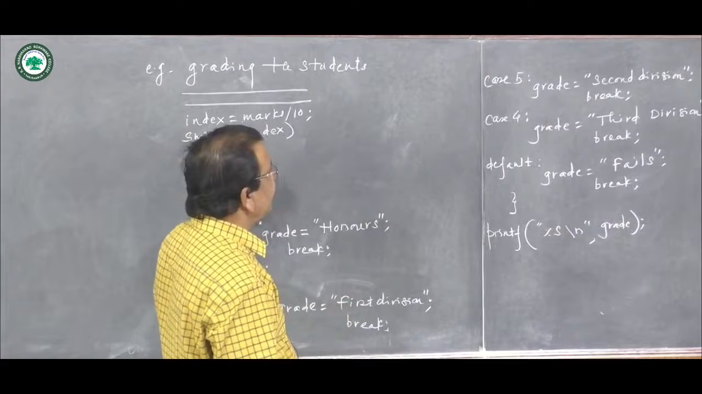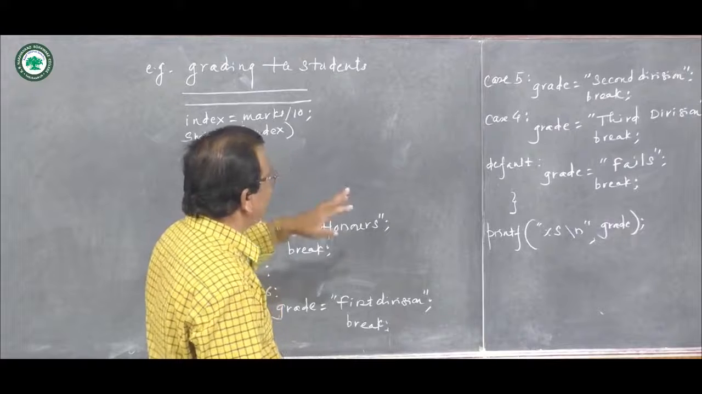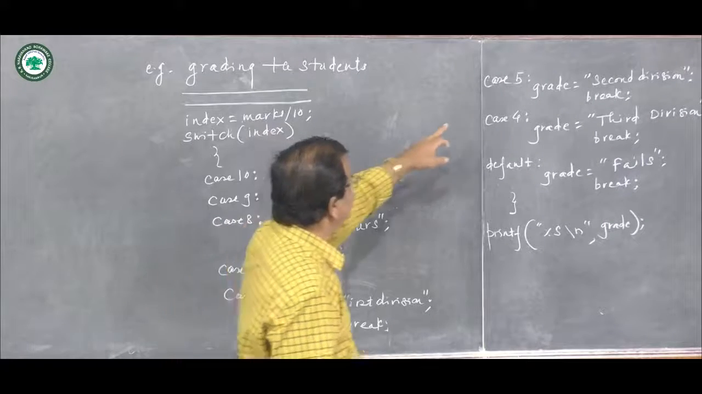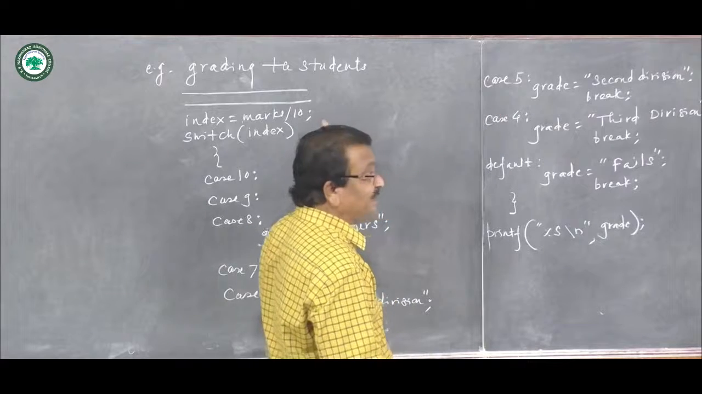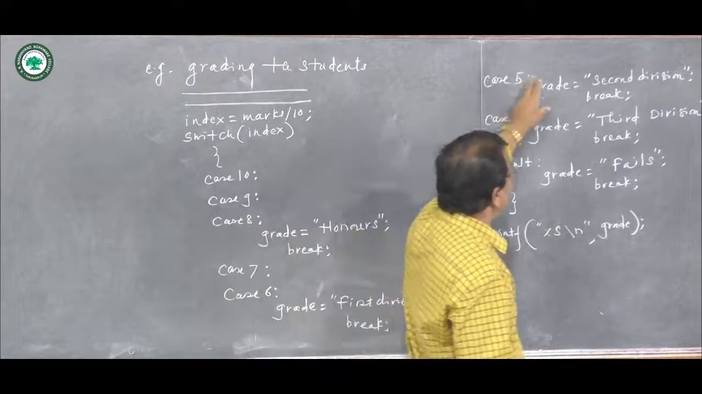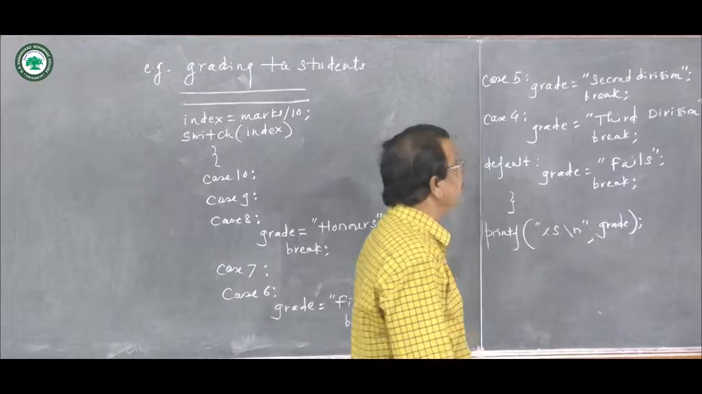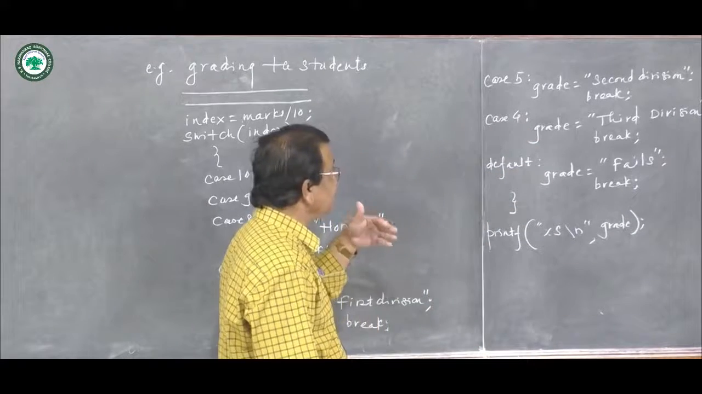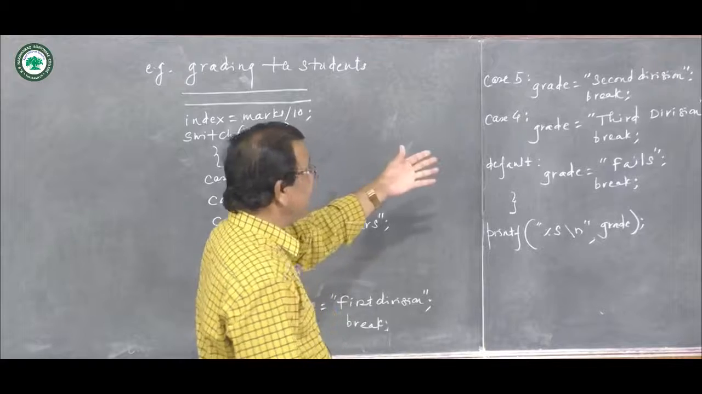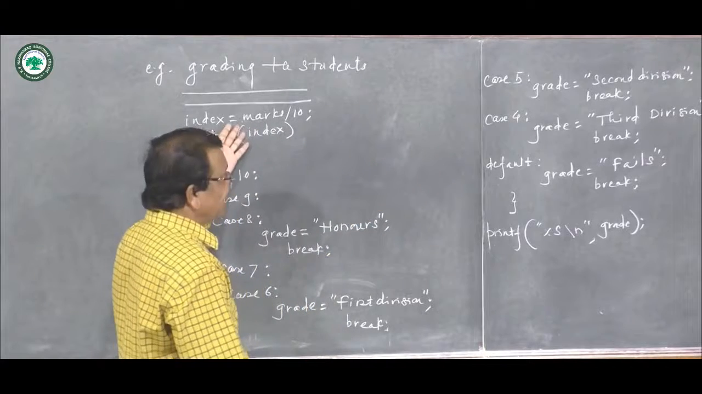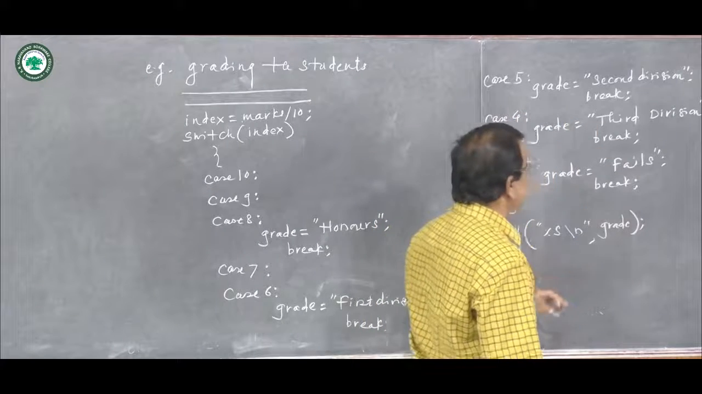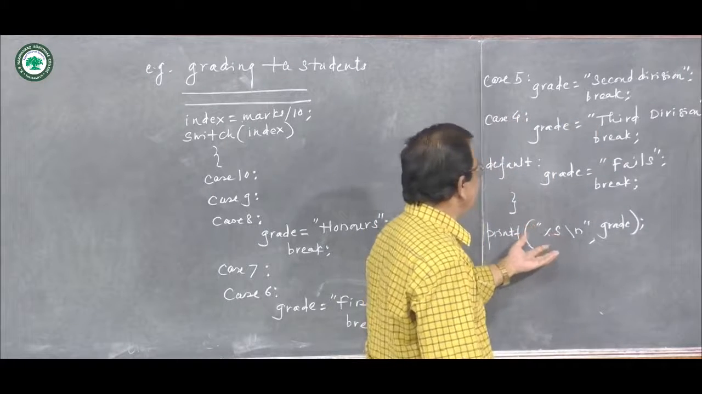If he secures marks say 52, then the value of index will be 5 and this particular case label value is matching with 5. So this particular block will get executed and it will print second division. If he secures marks 41, then case label value 4 is matching with index and this particular block will get executed and will print third division.